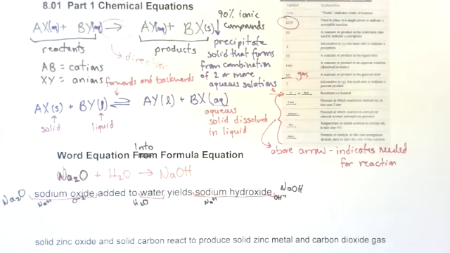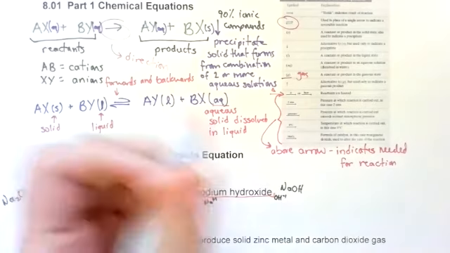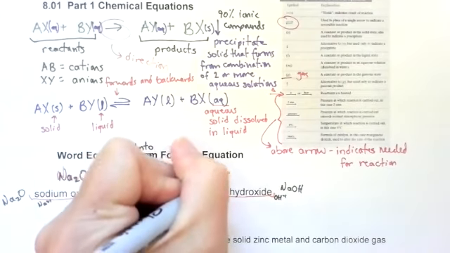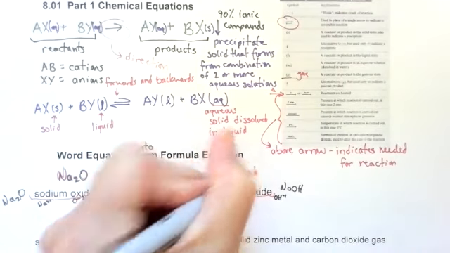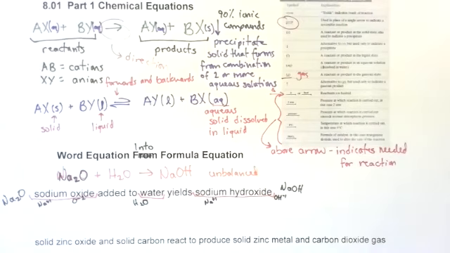Now, you'll notice we've got a problem because on this side of the equation, I have 2 sodiums, and on this side of the equation, I only have 1. And that violates the law of conservation of matter and energy. So this is what we call an unbalanced equation. And we're going to talk in the next video about how to balance. All right, so let's do the next one's practice.